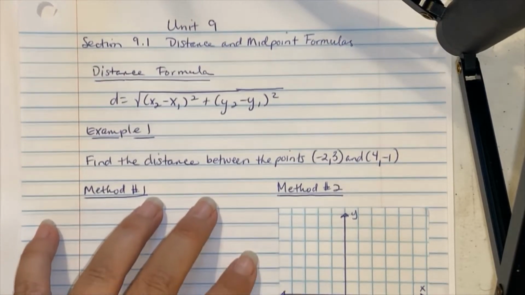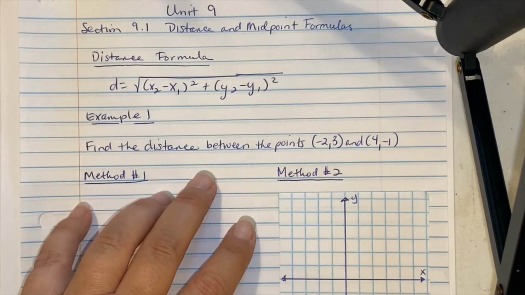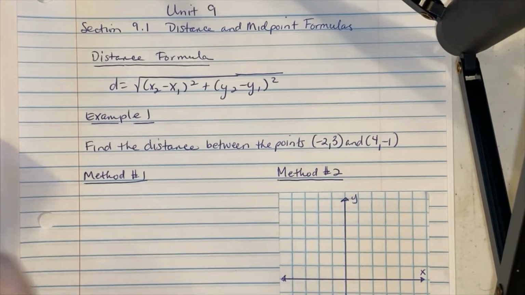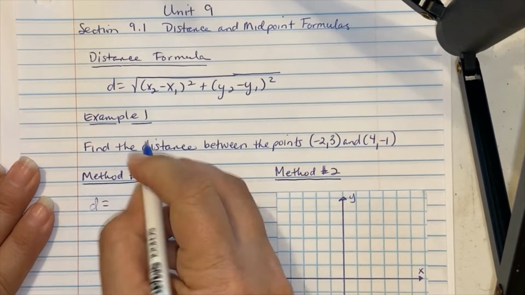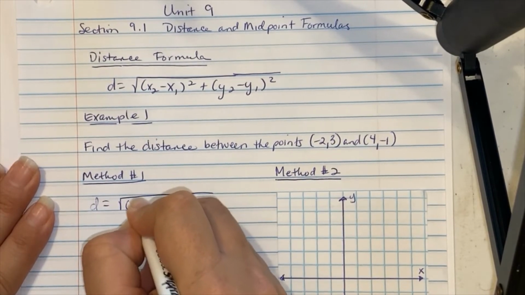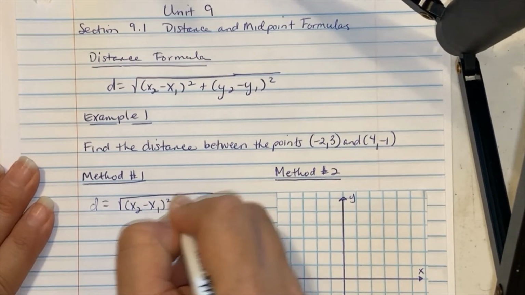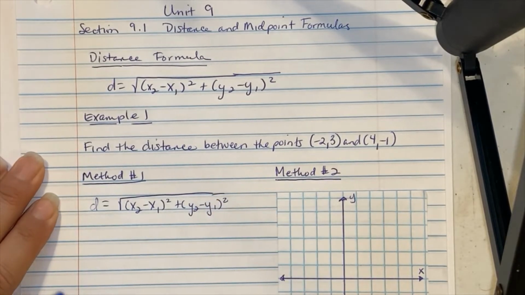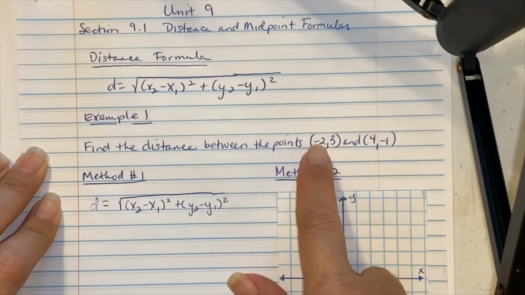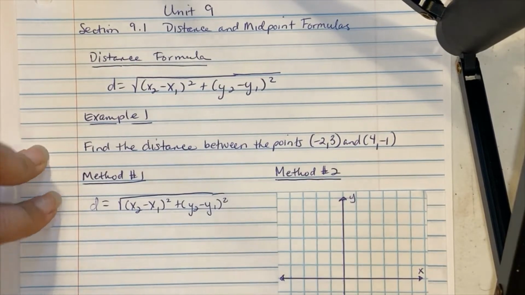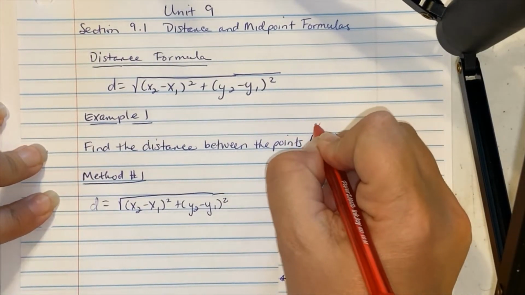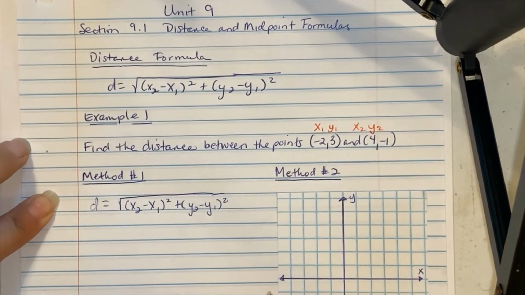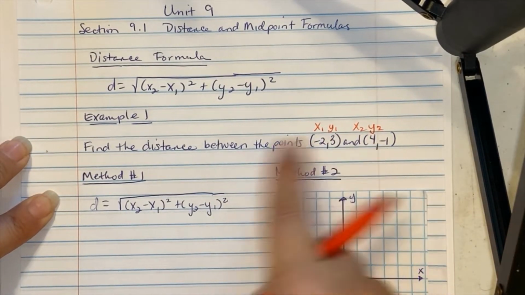So in example 1, it says find the distance between the points (-2, 3) and (4, -1). So method 1 is we're going to use the distance formula. So I'm going to write down my formula. D equals square root of (x2 minus x1) squared plus (y2 minus y1) squared. In the two ordered points they give you here, they gave you (-2, 3) and (4, -1). Label those your x1, y1, x2, y2. And what we're going to do is substitute those values into the formula.